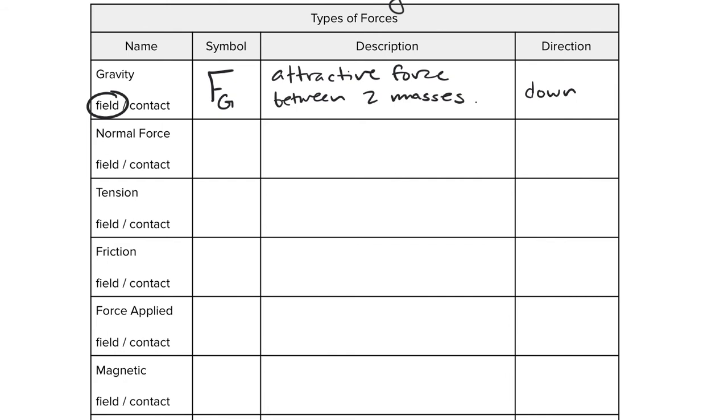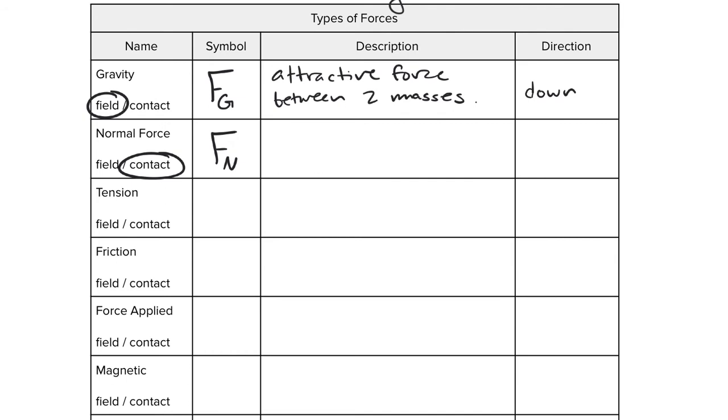Now, the chair can't do anything for you if you're not sitting on it. So that makes it a contact force. You have to be in contact with the chair in order to feel that normal force. The symbol that we're going to use for it is capital F with a subscript capital N for normal. So that's force of normal.